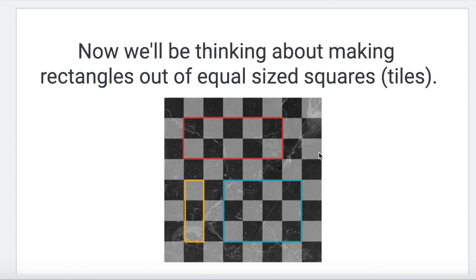I showed you with this picture of tile floor how we can do that. So here this red rectangle is made up of 1, 2, 3, 4, 5, 6, 7, 8, 9, 10 equal size squares. You can also have different shaped rectangles made of equal size squares. Here's a tall skinny one made of 3 squares.